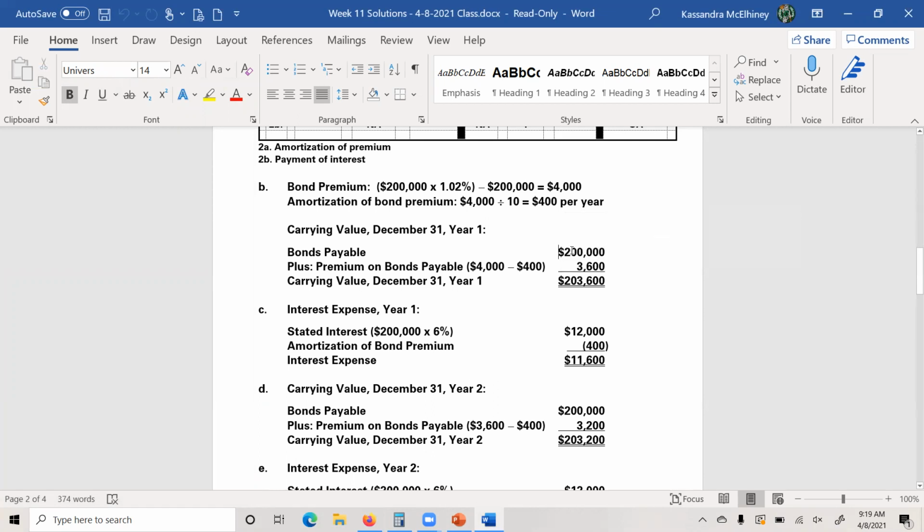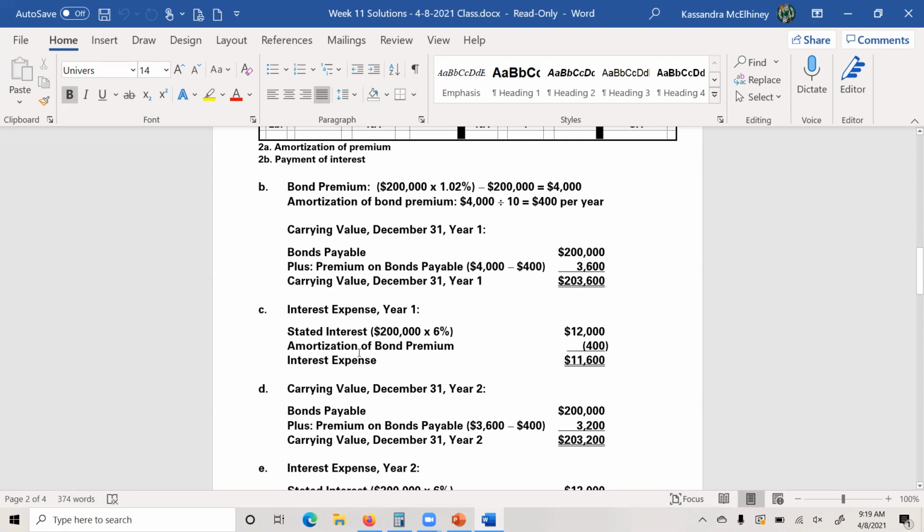Add that to the bond payable, because since this is a premium, we are adding the two numbers. So the carrying value of those bonds at 12/31 year one is $203,600. So that's what this part here is, what would be shown on the balance sheet, almost verbatim without the calculations. Shown parenthetically.